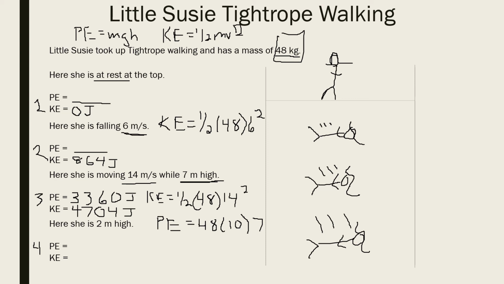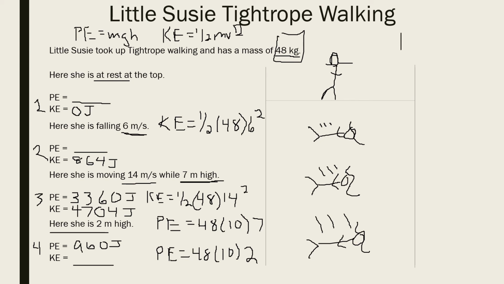And now some people might recognize what you can do with that. But if you don't, that's okay. I'm just going to fill in everything I know. So I'm going to go in this last spot. Here she's 2 meters high. When she's got 2 meters high, I can use a PE of mass times gravity times height. And I type that in my calculator, and I have a potential energy here of 960 joules. Okay. But how do I get the blanks?